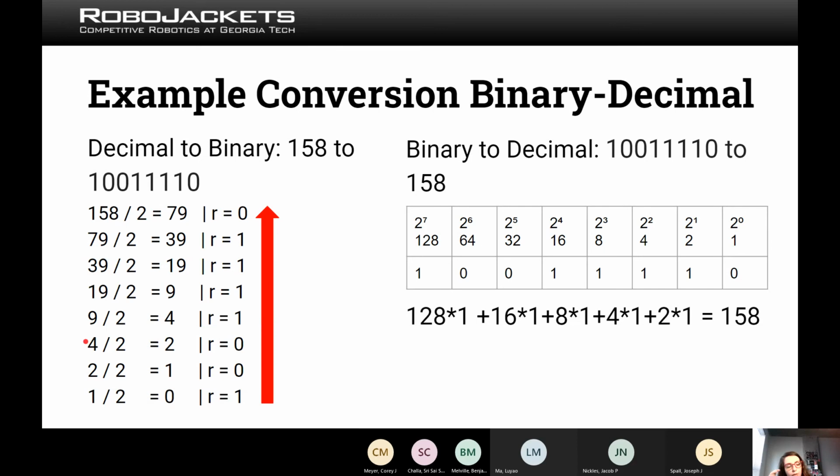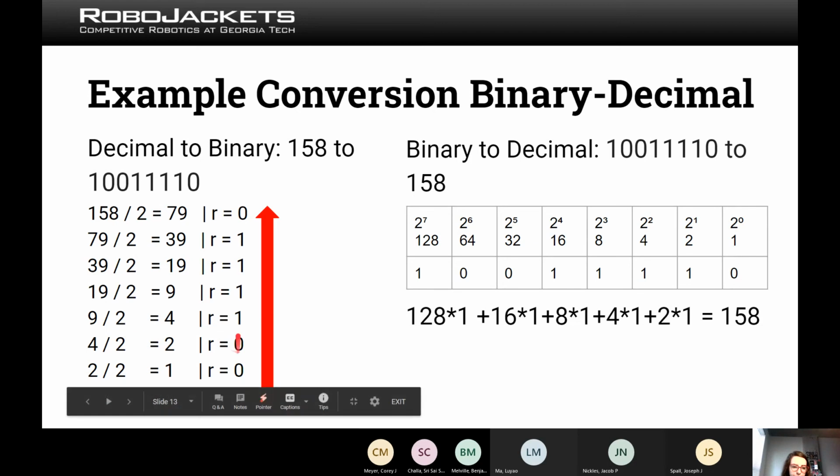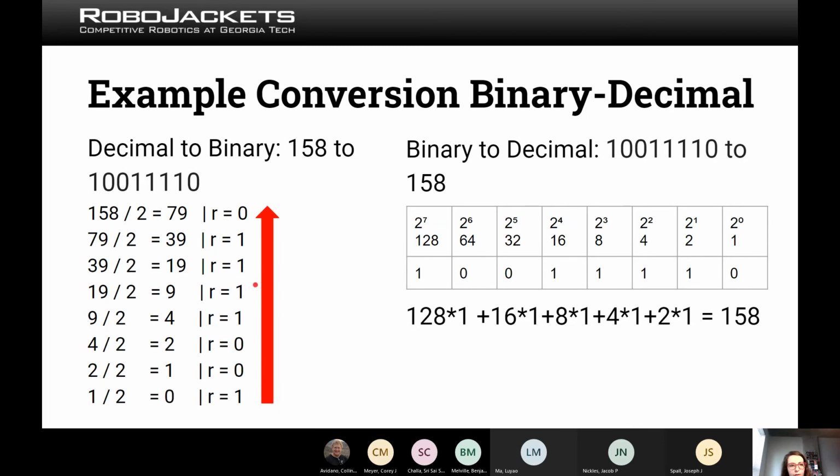The last operation is 1 divided by 2, and that will give you 0 with a remainder of 1. And so to get your binary number, you start from that last result, the remainder 1 from 1 divided by 2, and then you go upwards. So now your number will be 1, 0, 0, 1, 1, 1, 1, 0, which you can see up there.